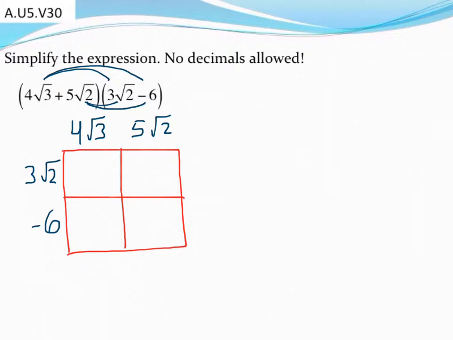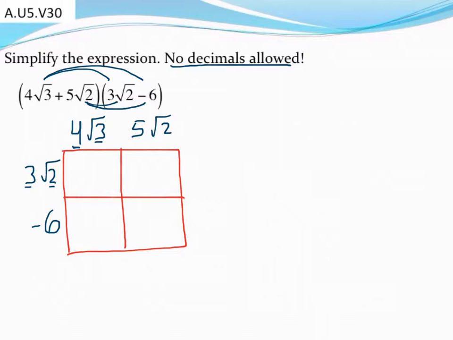All you have to keep in mind is when you're multiplying radicals, you'll be multiplying numbers on the outside of the radical together, and you'll be multiplying numbers on the inside of the radical together. So let's go ahead and take a look and see what happens when I simplify this. And by the way, do not type these in your calculator. You'll get a decimal, and decimals are not allowed.